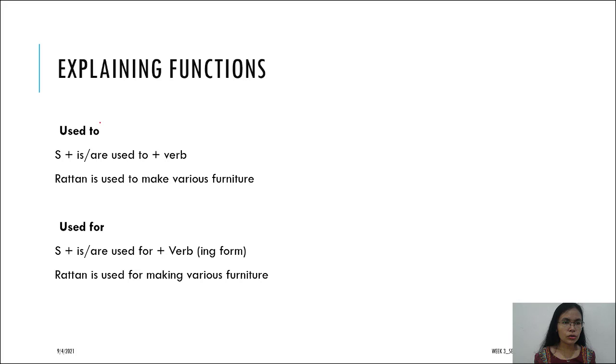The pattern to use this is subject plus is or are plus used to plus verb. And when you're using used for, subject plus is or are plus used for plus verb ing. And again, the same thing as in made of and made from. If you're using a singular subject, then you use is, and if it is a plural subject, then you use are. Okay, so that's the second feature of a home industry product. And then we move on to the last one.